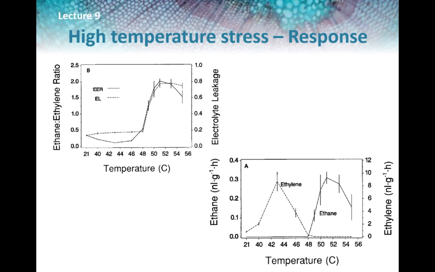The graph on the left from studies of heat stress in pepper leaves shows that membrane damage occurred at temperatures greater than 48 degrees Celsius based on electrolyte leakage. Relative to acute heat stress injury, the primary informational item for the graph on the right is that ethane was produced at temperatures corresponding with increased electrolyte leakage in the graph on the left.